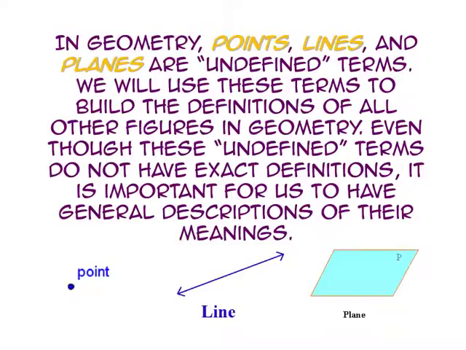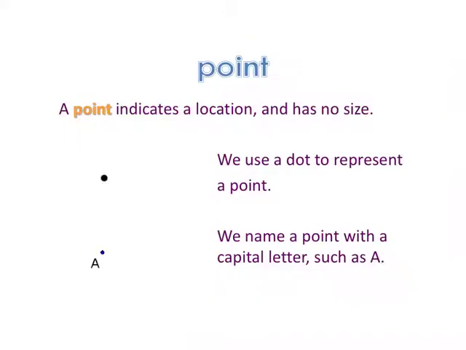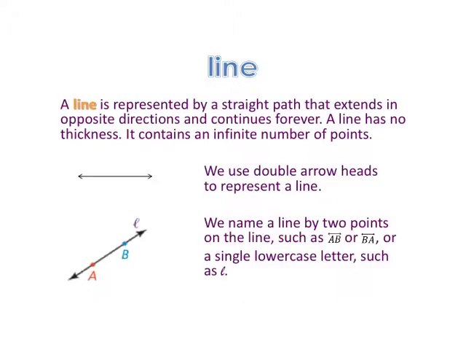In geometry, points, lines, and planes are considered undefined terms. We will use these terms to build the definitions of all other figures in geometry. Even though these undefined terms don't have an exact definition, it's important for us to have general descriptions of their meanings. A point indicates a location and has no size. We use a dot to represent a point. When we name a point, we use a capital letter. This is point A.